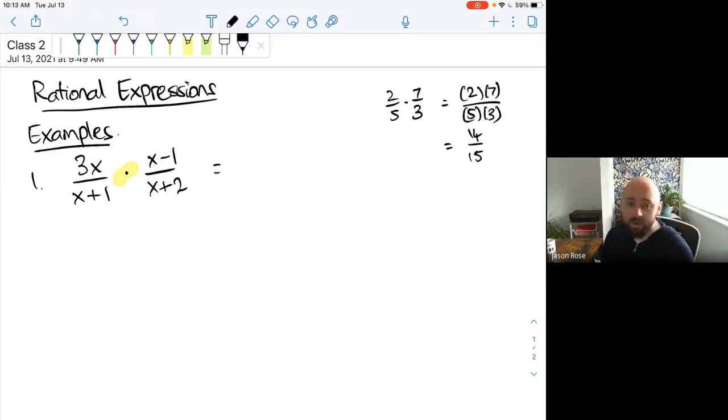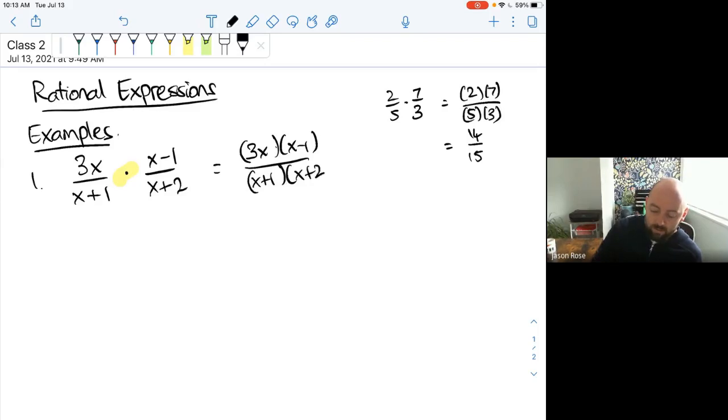The same principle applies to when it's not numbers, but x's or y's or whatever you might find in a rational expression. It's 3x times x minus 1 divided by x plus 1 times x plus 2. Now, you could multiply this out, but most of the time you prefer things to be in a factored form because generally factored forms are nicer.